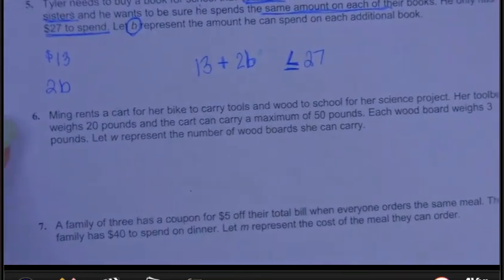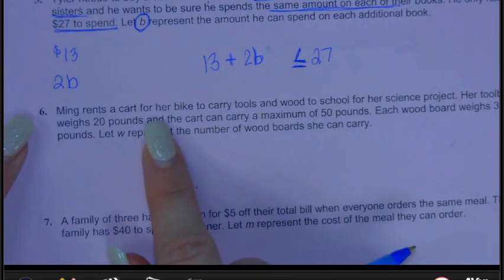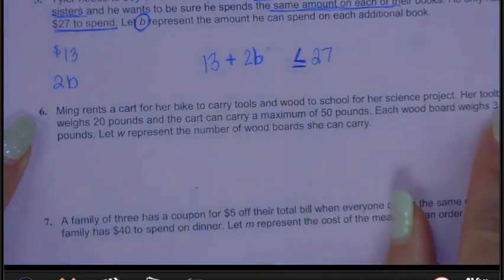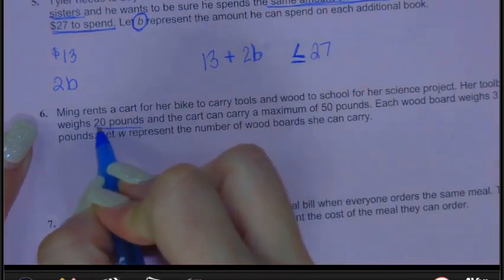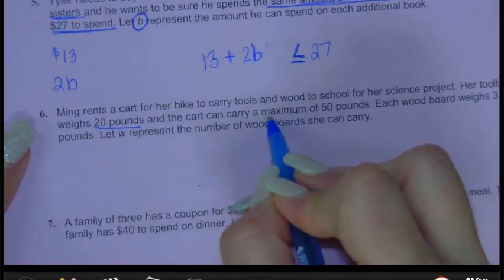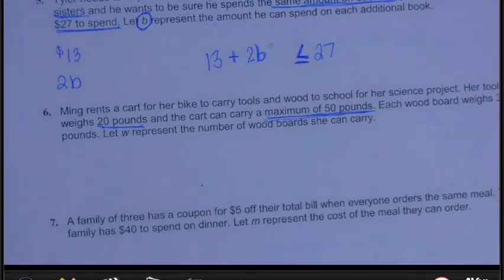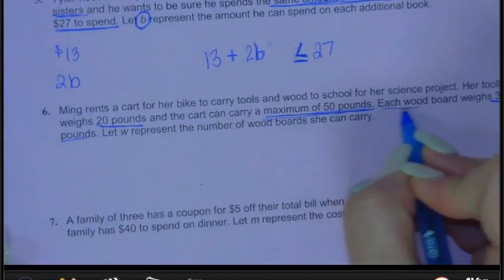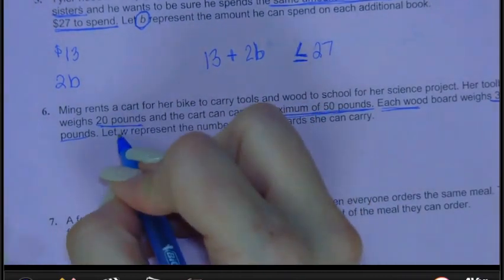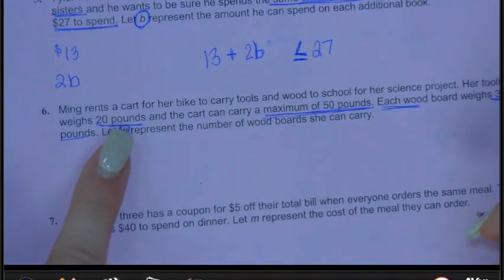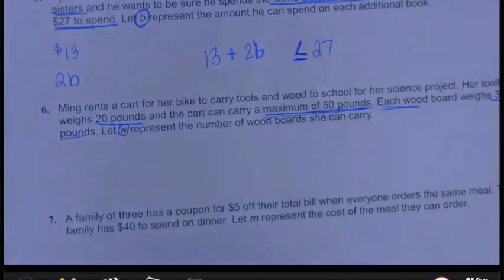All right, let's try number 6. Ming rents a cart for her bike to carry tools and wood to school for her science project. Her toolbox weighs 20 pounds, and the cart can carry a maximum of 50 pounds. Each wood board weighs 3 pounds. Let W represent the number of wood boards she can carry. So I know I have 20, 50, and then 3.